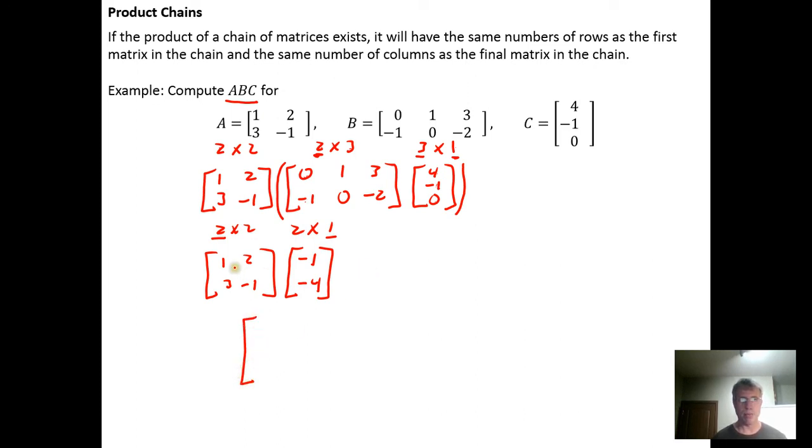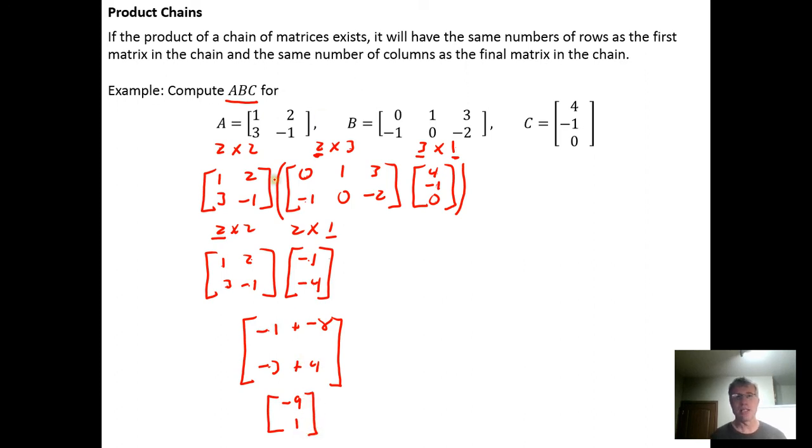So we'll take the dot product. That's row 1, column 1. So 1 times negative 1 is negative 1, plus 2 times negative 4 is negative 8. And here we get 3 times negative 1 is negative 3, plus negative 1 times negative 4 is positive 4. Then we just need to simplify. Negative 1 plus negative 8 is negative 9, and negative 3 plus 4 is 1.